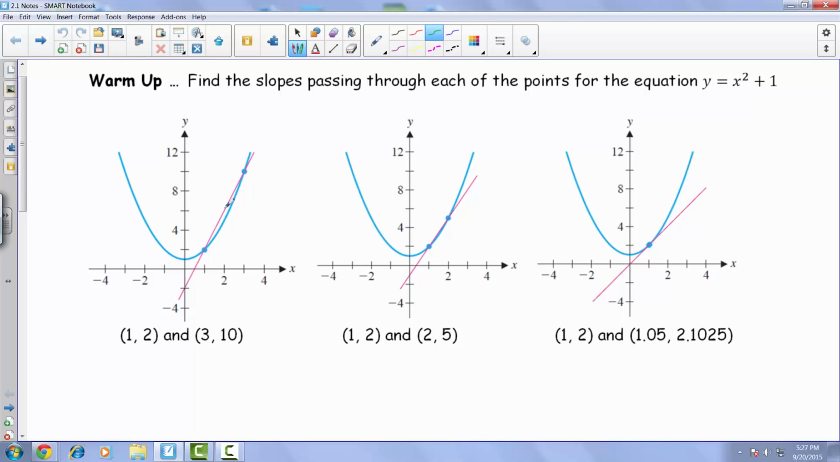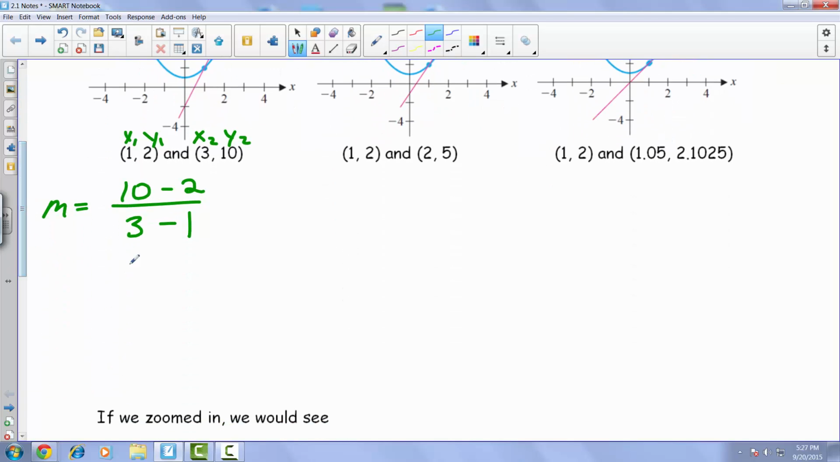So essentially what we're finding here is the slope between these 2 points, which happens to be the secant between these 2 points on this graph. If we're just looking for that slope, we know from algebra that it is y2 minus y1 over x2 minus x1. We'll just label these first. So y2 minus y1, 10 minus 2, over x2 minus x1, 3 minus 1. Simplifying that, we end up with 8 over 2, so the slope for this secant line comes out to be 4.